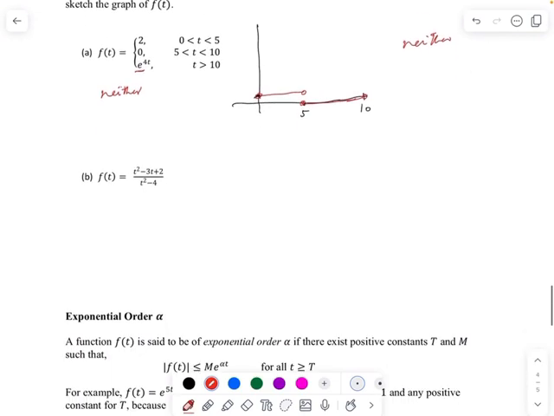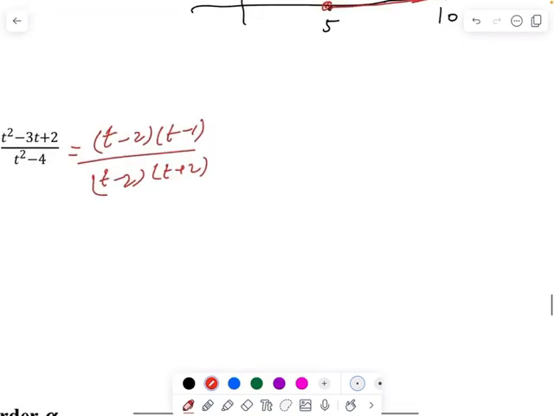Okay, looking at the next one. So how do we look at this? Well, the first thing is that we can simplify it by factoring. So on the top I get t minus 2 times t minus 1. At the bottom I get t minus 2 times t plus 2, which gives me, well, t minus 2 cancel, so I get t minus 1 over t plus 2.